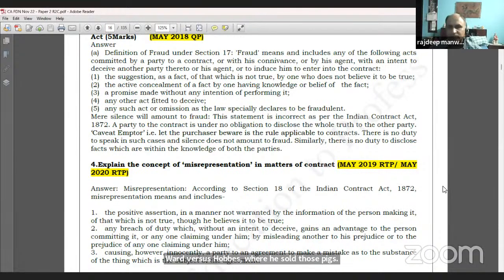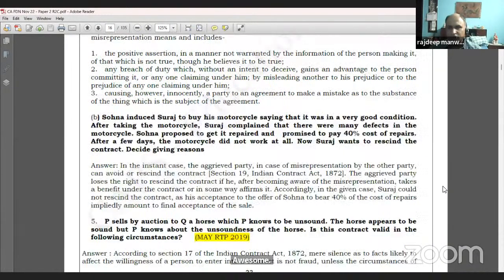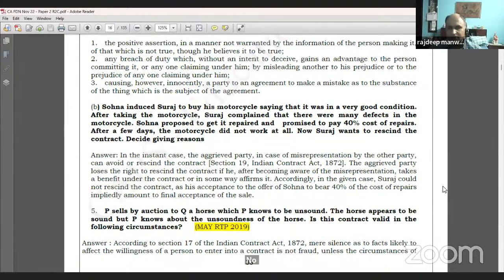Explain the concept of misrepresentation in matters of contract. Misrepresentation is section 18. You know how you can remember: when a girl becomes a miss to missus, it's 18. No, you become a major from minor, right? First you'll write MISS, then from 18 you'll write MS, right? Yes. So misrepresentation.